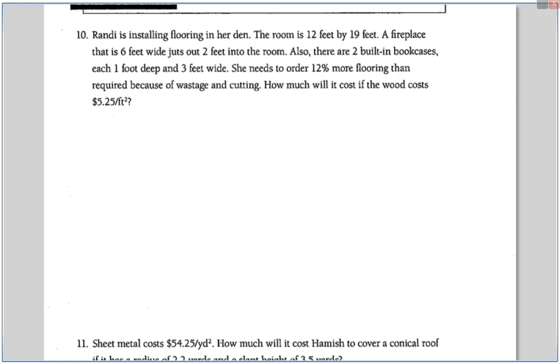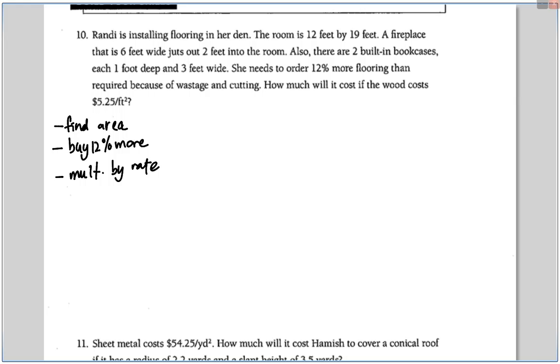So this is basically an area question. You need to find the area first of all. You need to buy 12% more than the area that you calculate, and then you have to multiply by the rate, which is 5.25. Okay, so let's try and do this here.